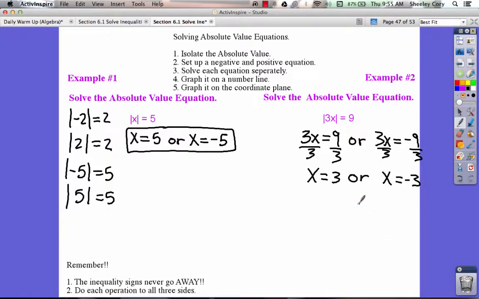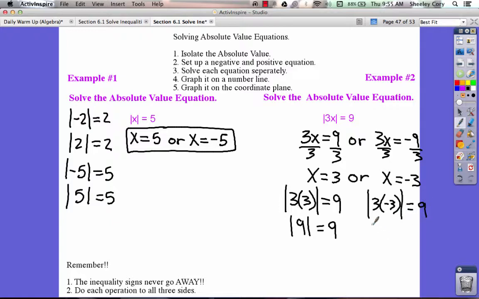Now we need to check our answers here. We got x equal 3 and x equal negative 3. So to check your answers, let's plug them back in the equation. So we get 3 times 3 inside the absolute value equals 9. 3 times 3 we know is 9, and the absolute value of 9 is 9. So this is good. Now we're going to look at the negative 3. So we plug in 3 times negative 3, absolute value of that equal 9. Well, that ends up being the absolute value of negative 9 equal 9, which we know is also true. So both these are true statements. So our answers are x equal 3 and x equal negative 3.